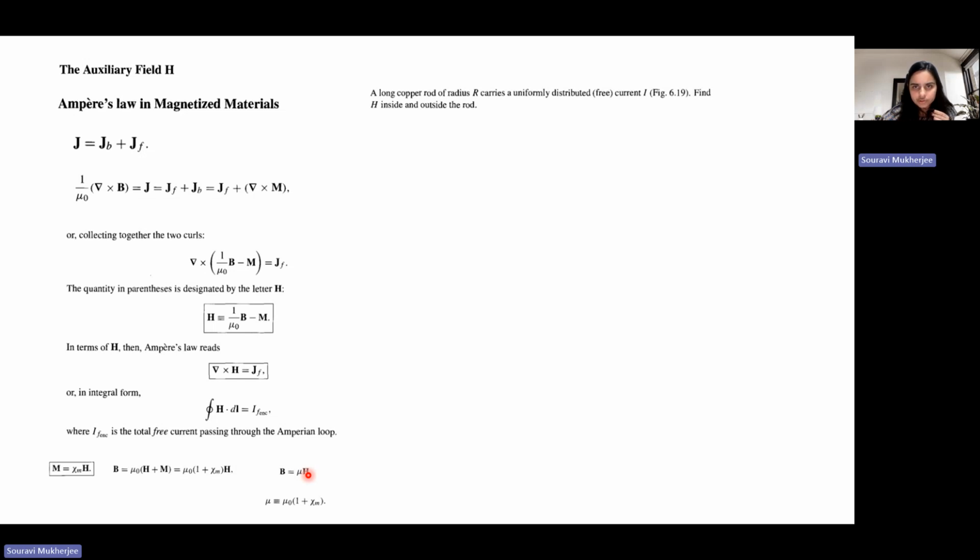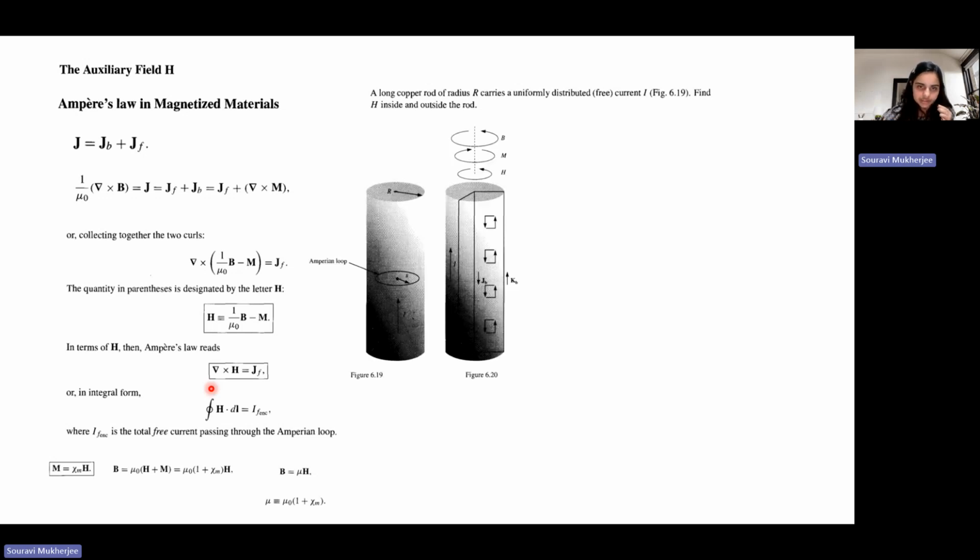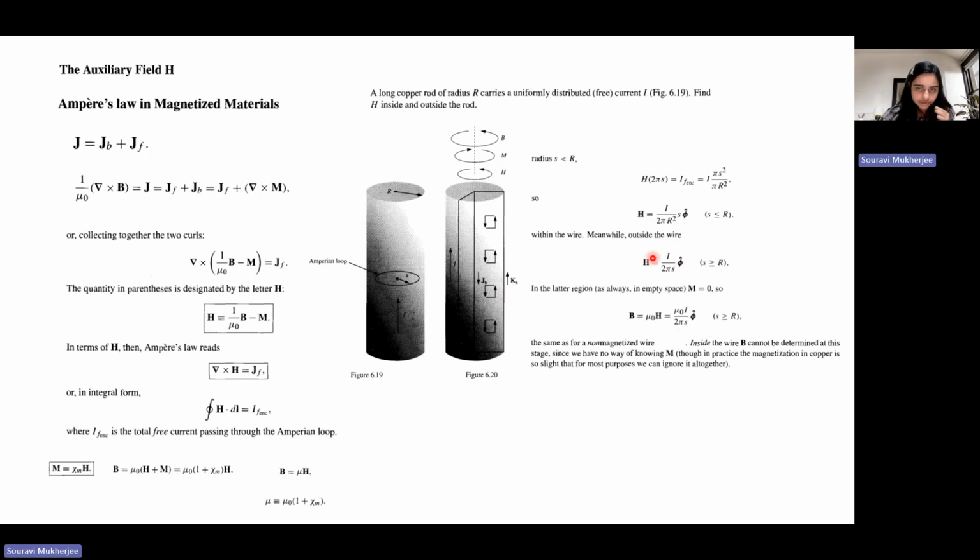Now, we did solve questions like this. Suppose you have a copper rod with some radius and a uniformly distributed current I. Now it's asked what is the H inside and outside. So you can directly use this relation to find the auxiliary field. The auxiliary field is associated only with the free current, so you can directly use Ampere's law to solve for H, right?